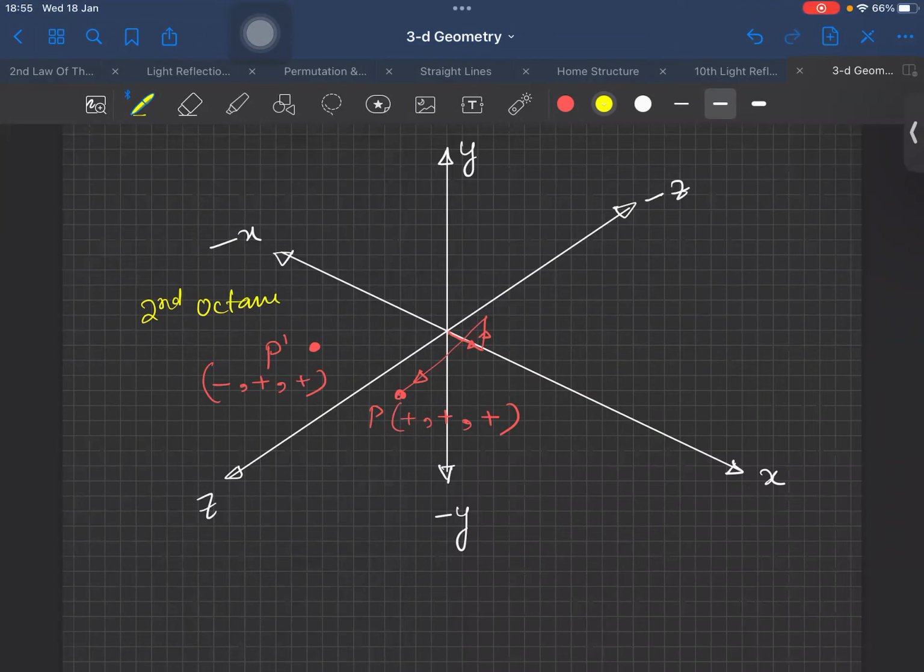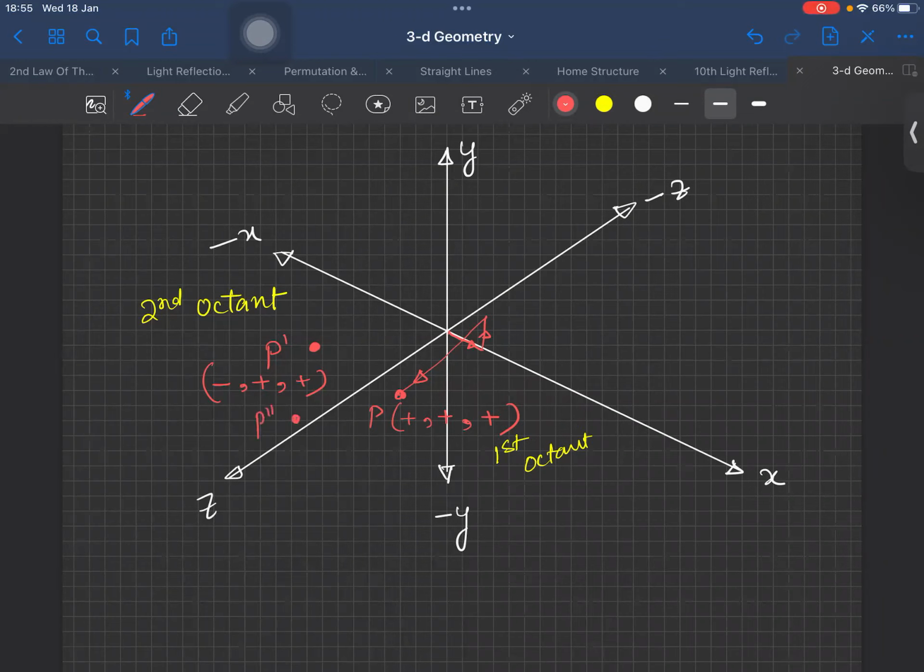Okay, octant, sorry, not octane, octant. So this is the second octant, this is the first octant. Now which one will be the third octant? See, in the third octant, X and Y both are negative, Z is positive. So the image of this P, let's say below here, means somewhere here and downward.